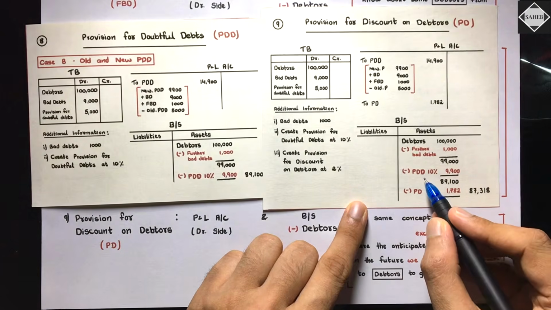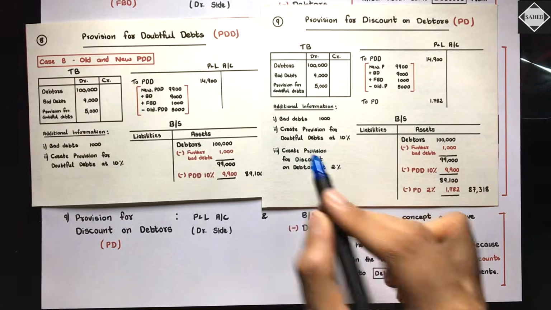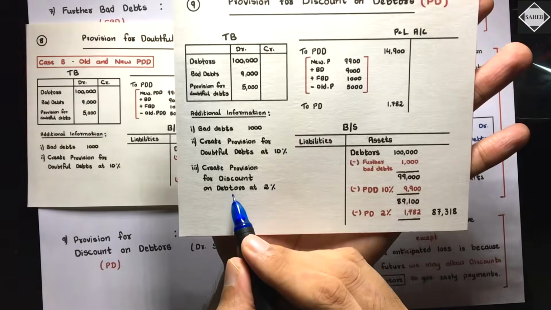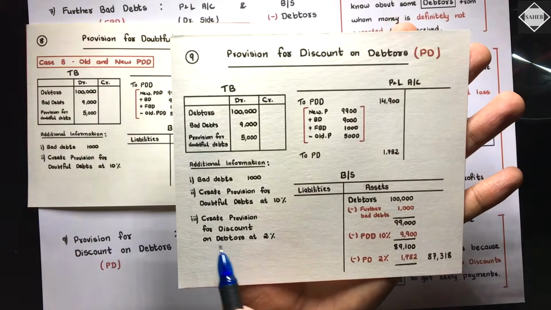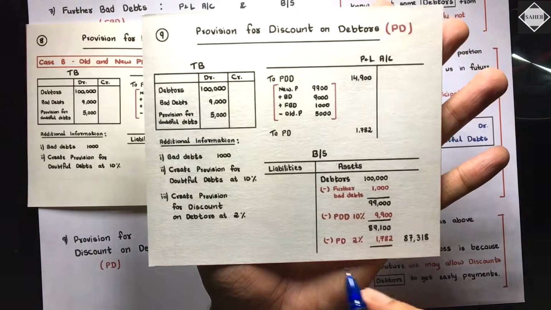Then you will subtract the PDD 10%. Yes, because PDD we have to create now. Second adjustment is the creation of PDD. Yes, we did that. Then we have to create the discount. Always remember, discount will be created at last. Yeah, provision for discount will be created at last. Fix this in your mind.